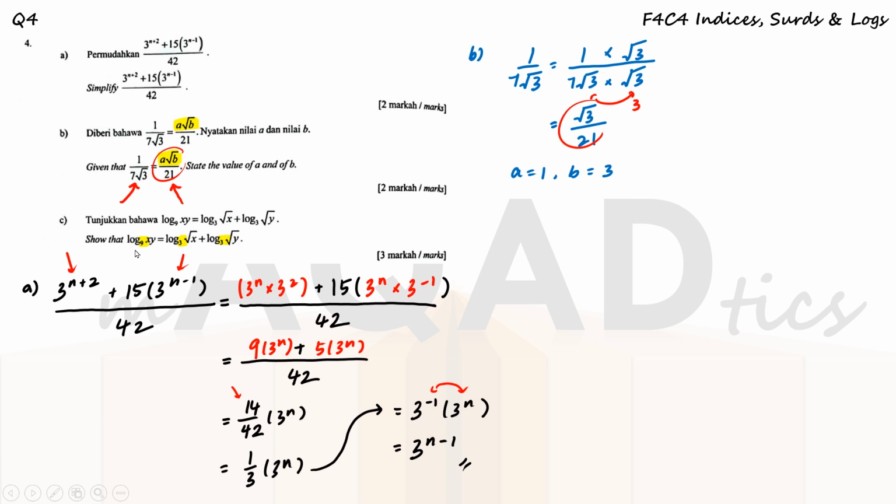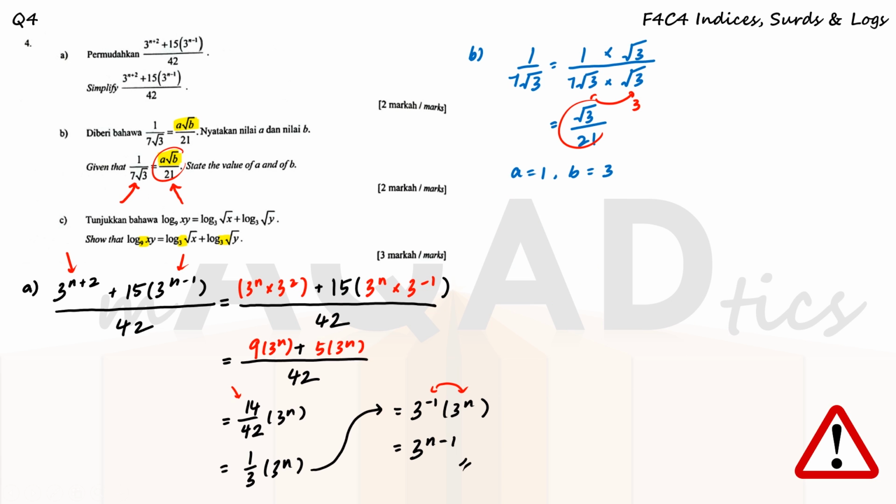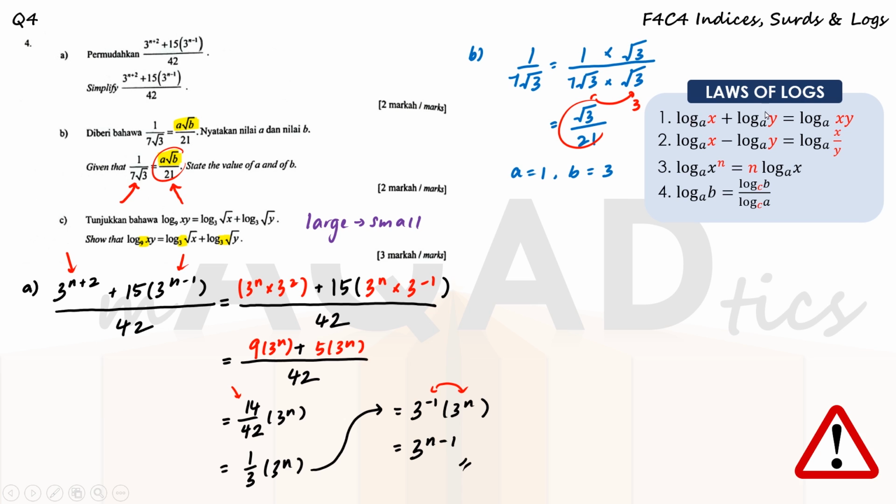Okay, so what we do is we look at the bases first. Okay, we have 9 and 3. So what I would suggest is, when we want to show something, let's go in a direction where we change the larger logs to the smaller ones. Okay, so let's start from the left side, and we can use these laws of logs to help us out. So these formulas are all given in the exam. Okay, so it actually depends on whether you know when to use it or not.